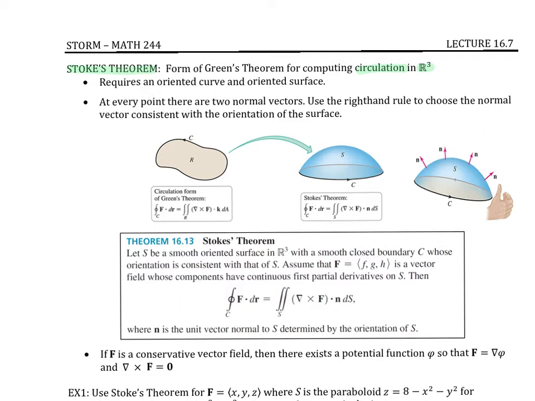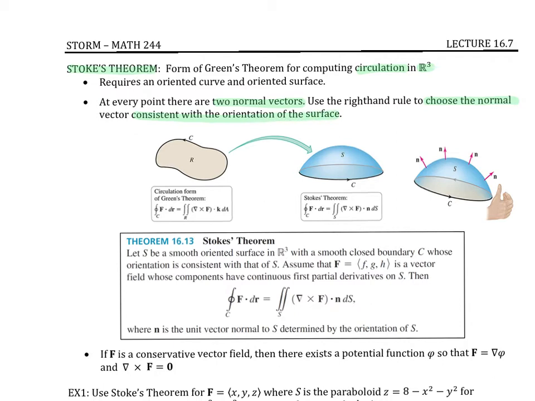So when you think about a surface, there's going to be two normal, and here I'm talking about unit normal vectors at every point on a surface. One will point outward and one will point inward. So something we have to be careful of when we're using Stokes' theorem is that we have to choose the correct normal vector that's consistent with the orientation of our surface.